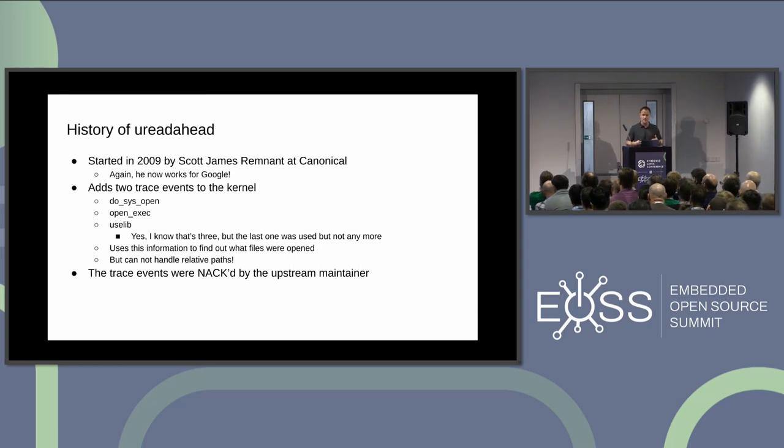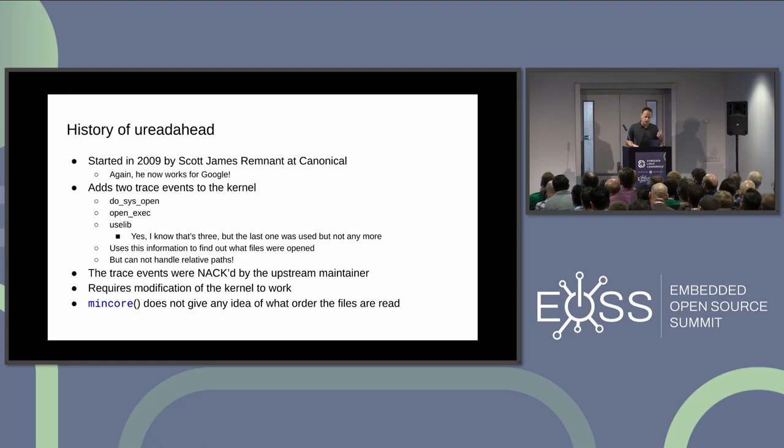So when this was pushed upstream, saying, hey, we want you to accept it, Al Viro says, I will not accept any trace events in my code. This belonged to his code, and he nacked it. That means to use Ureadahead, you must modify your kernel to add these trace events. And then once again, after the fact, it used mincore. One problem with doing it this way is that it doesn't give you any information about when this happened. All you get are the opens, but you don't know when in the boot up time they happened, so it doesn't know if something happened right away or later.